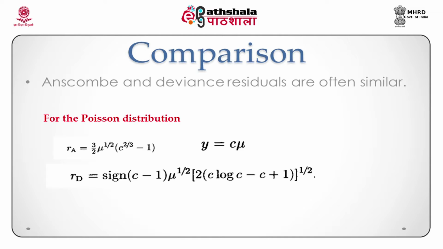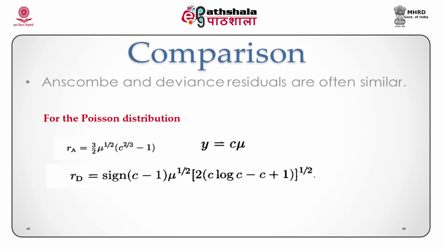For the Poisson distribution, the deviance residual is given by Rd equal to the sign of (c minus 1) times mu to the power half times (2 (c log c minus c plus 1)) to the power half. If we perform a Taylor series expansion of the second term, it is possible to show, and in fact has been shown by McCullagh and Nelder in their book on generalized linear models, that the values of the Anscombe residual and the values of the deviance residual are often identical or very similar.